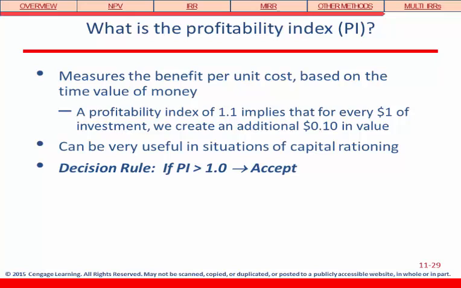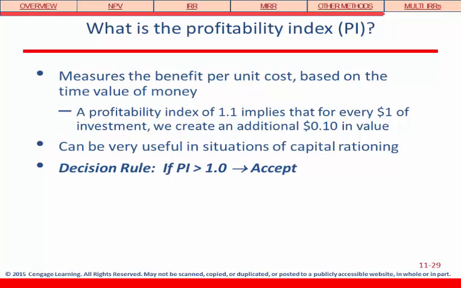A good example that's provided here is if you got a 1.1 PI, that's basically saying that for every dollar you put in, you expect to get a dollar 10 out, or 10% extra in value, right? And so, if you're trying to ration out your capital, this could be a useful tool. The main thing I want you to understand is that if that PI is greater than 1, you would accept.